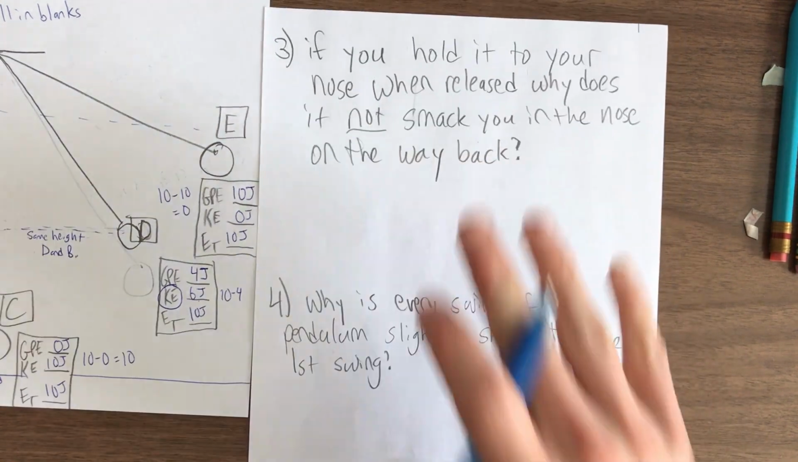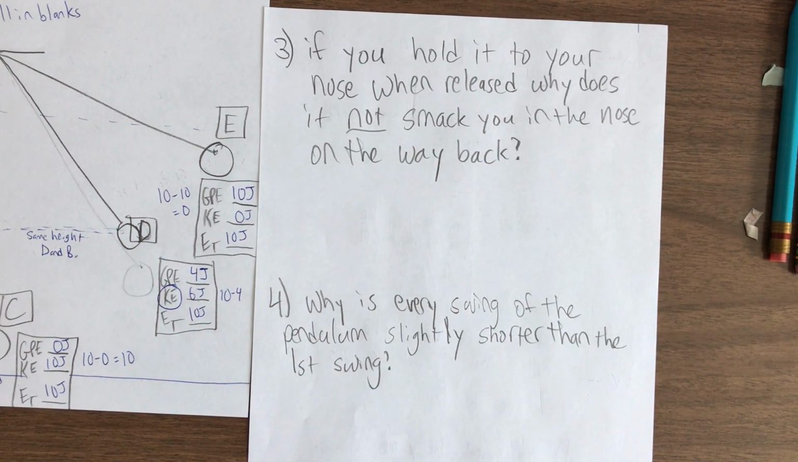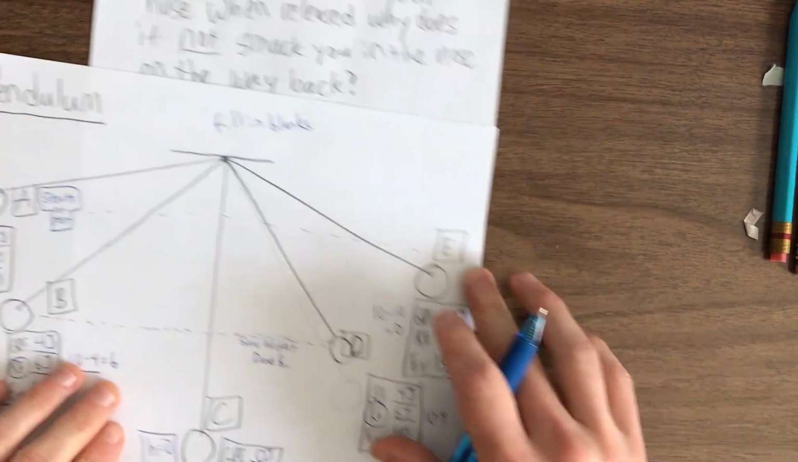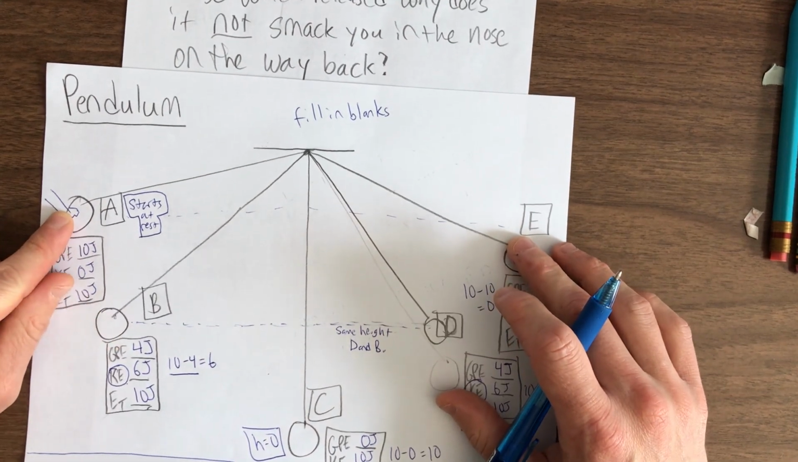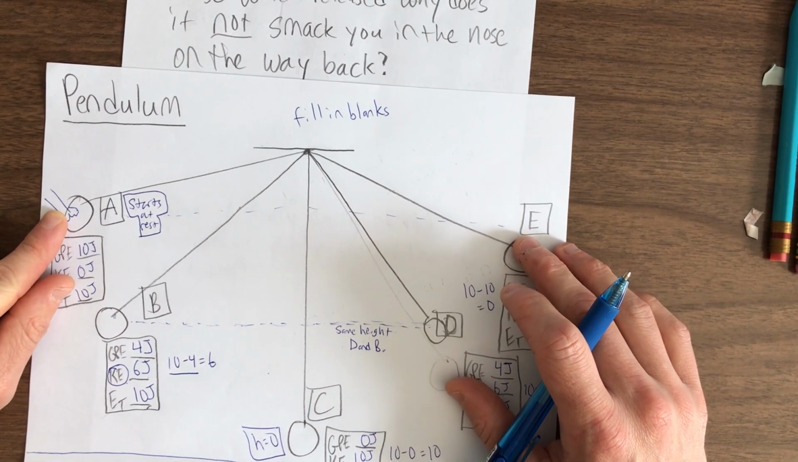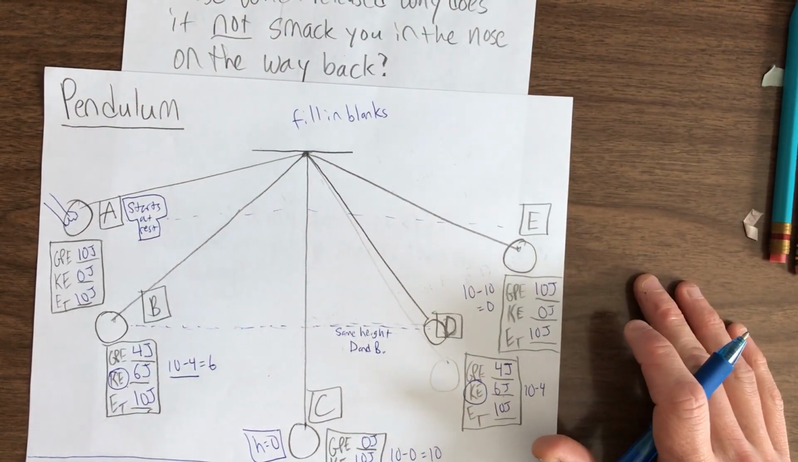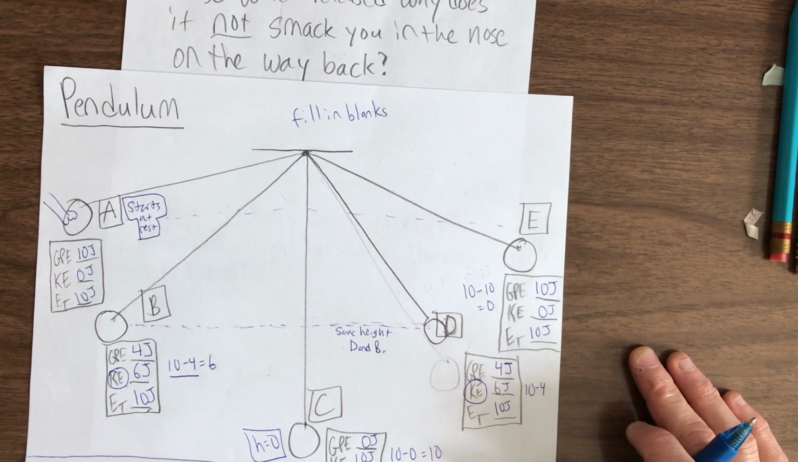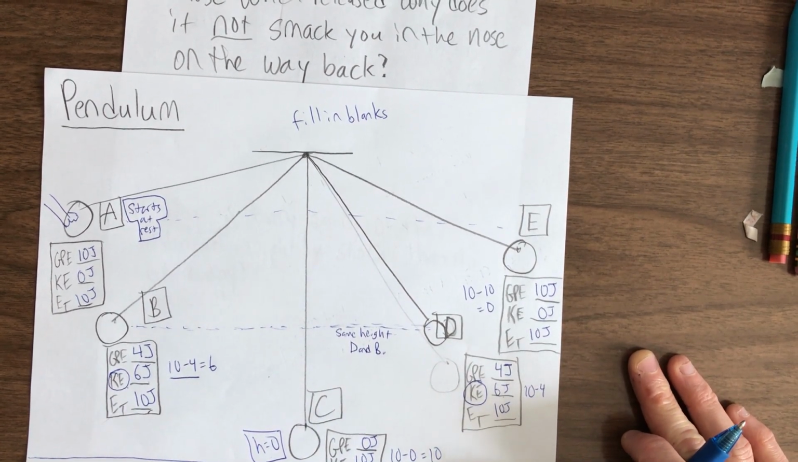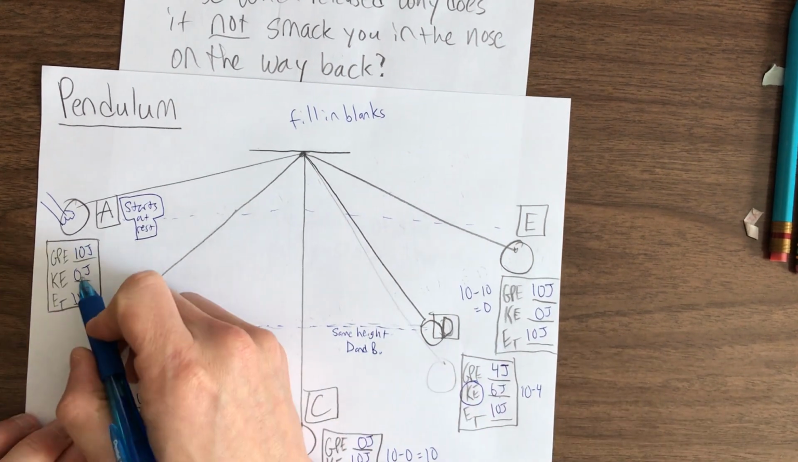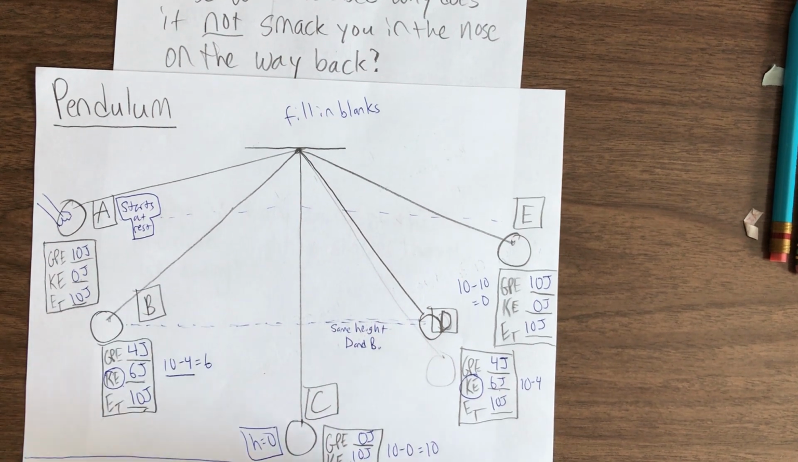Number 3 and 4 will be our last ones for this video, all right? So if you hold this pendulum to your nose when released at letter A, why does it not smack you in the nose on the way back? You saw that in a previous video. It's pretty cool. You could hold your nose up to the pendulum, let it go. Don't push it, let it go only. If you push it, you give it kinetic energy. We just want to let it go, give it 0 kinetic energy. And it comes back right up to your nose, but doesn't smack you in the nose, all right?